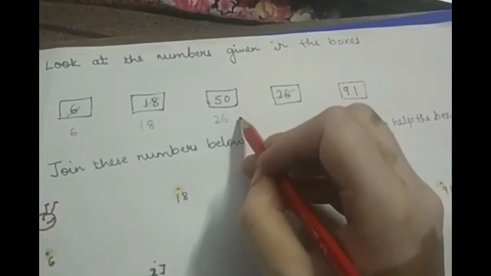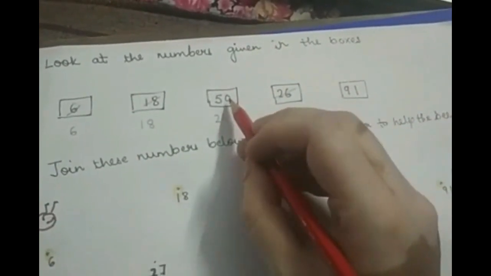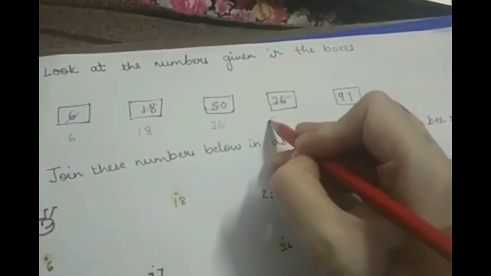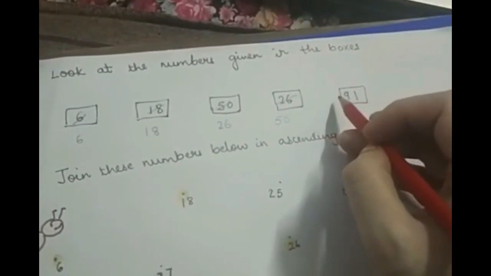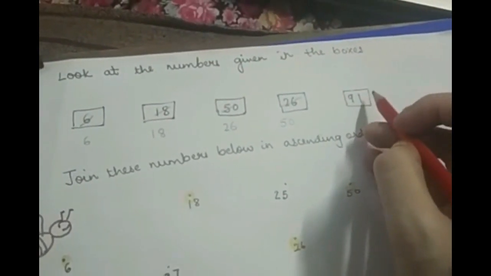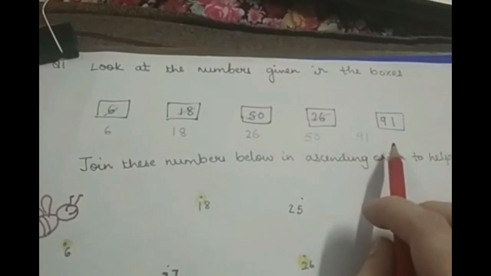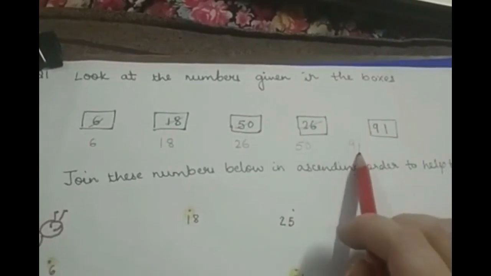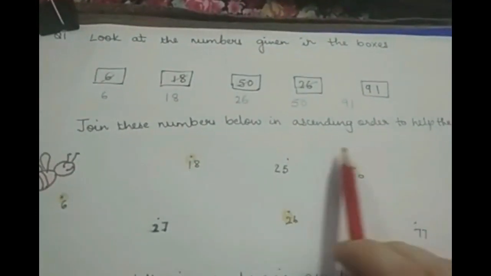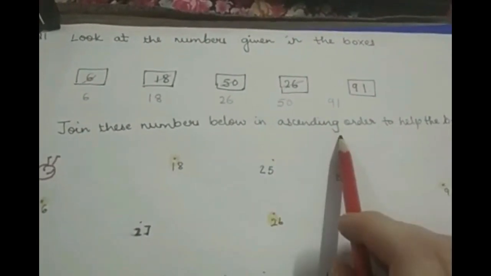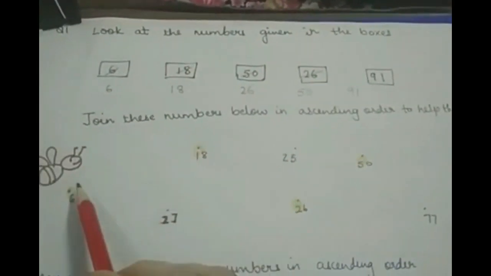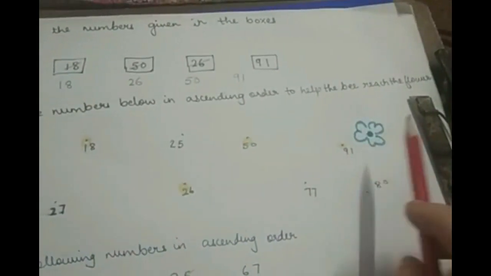Then 30 to 40, no numbers. 40 to 50, we have 50. Then 50 to 60, no numbers. 60 to 70, 70 to 80, 80 to 90, 90 to 100. We are finally left with 91. That comes in the range of 90 to 100. So I have arranged these numbers here in the ascending order: 6, 18, 26, 50 and 91. Now we are going to join these numbers in ascending order so that the bee reaches to the flower.